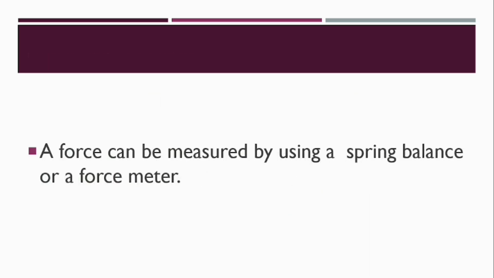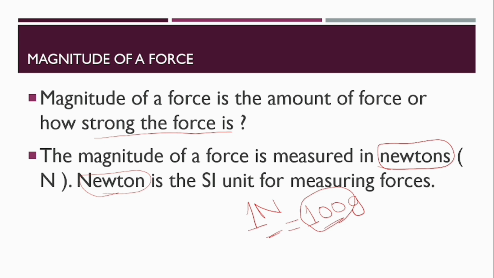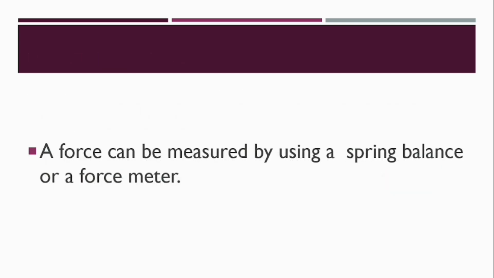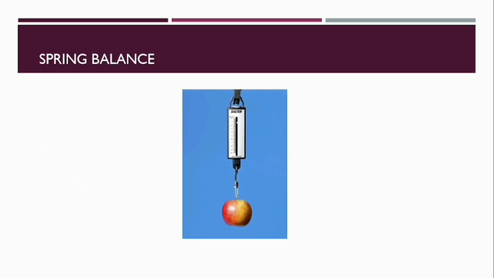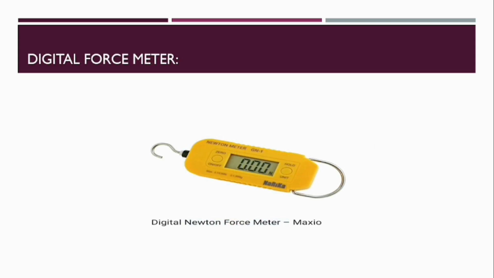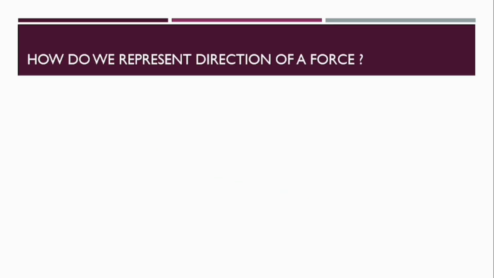So as we have studied that the magnitude of the force can be different, we measure forces by using a spring balance or a force meter. These instruments are used to measure the magnitude of a force. So this is a spring balance and this is a digital force meter on which the magnitude of the force is mentioned. How do we represent the direction of a force?